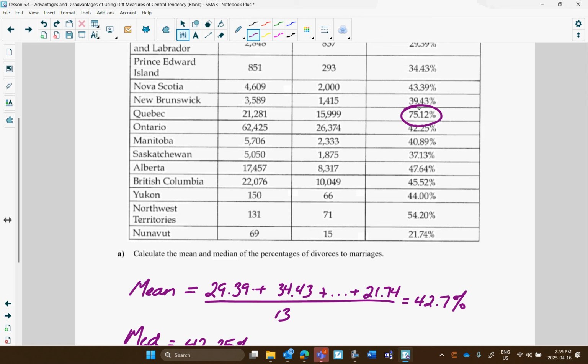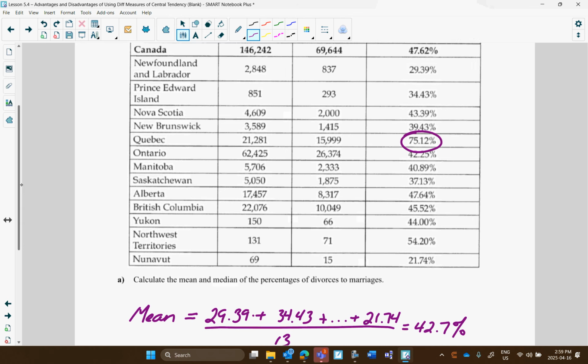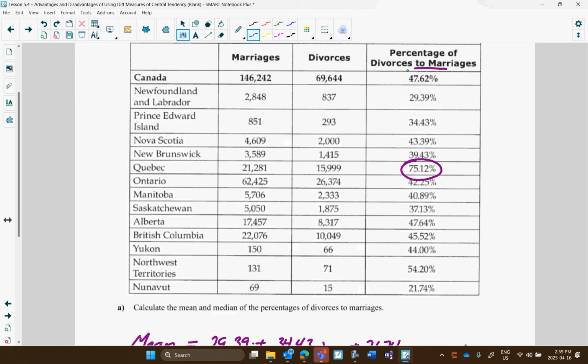Because they only have 69 marriages. So their percentage is low, but there's not a lot of people. So remember, this is what we talked about yesterday. Finding the mean of these is probably not very useful, is it? Because each of the provinces and territories have different numbers of people. Which is why, and I was going to tell you this, this is actually the weighted mean.